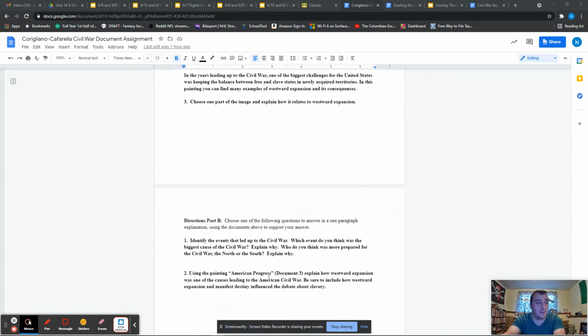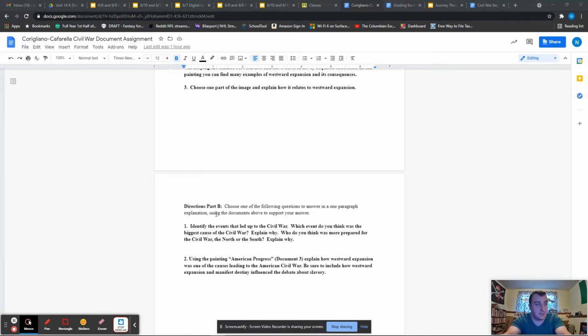Now, what do I mean by options? When we get to part B, it says choose one of the following questions to answer in a one paragraph explanation using the documents above to support your answer. You can pick either question one or question two. You do not have to answer both, okay? You're going to pick one or the other, and you're going to answer whichever one you feel more comfortable about answering.